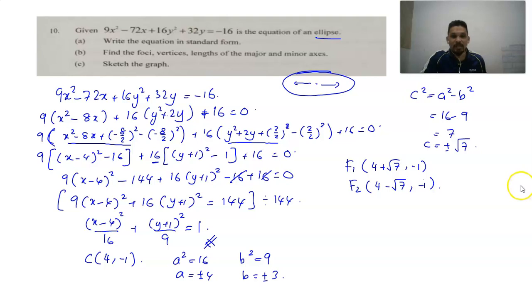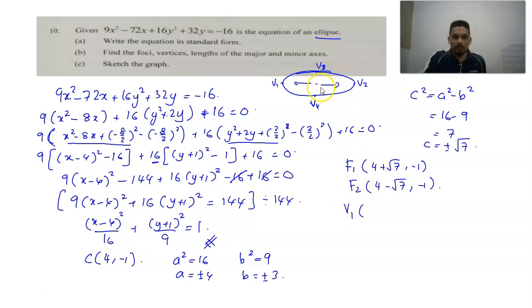Length of major and minor axis, V1 for the major. Okay, let's assume that this is V1, here is V2, this is V3, and here is V4, the minor. Okay, V1 the major here. Okay, 4 plus, okay, a equal to 4 here. 4 plus 4 equal to an 8. Because the center here is at 4 and 1. Center at 4 and 1.